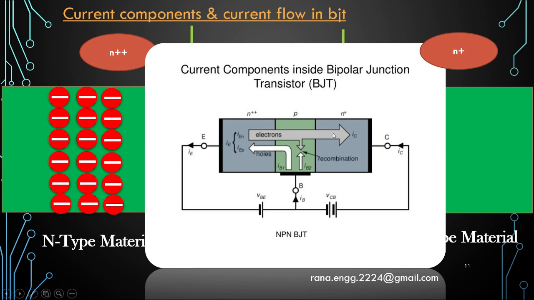Now while going into the process, when electrons try to jump into the base, the base has holes, so electrons and holes try to recombine.